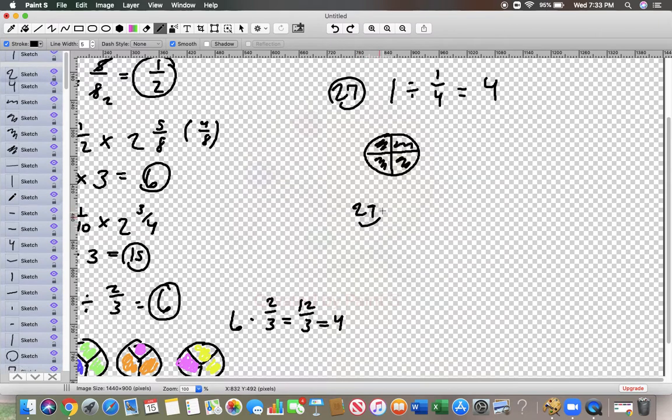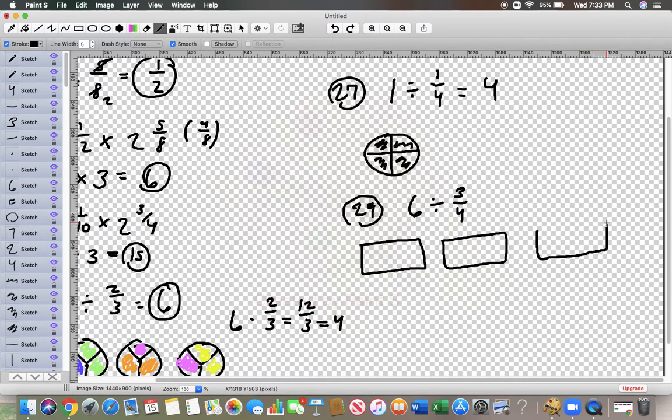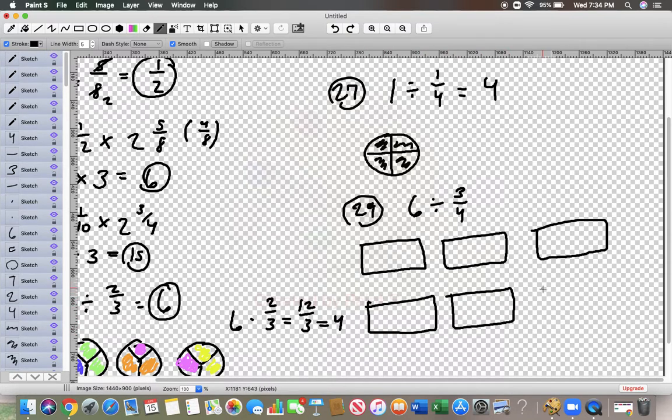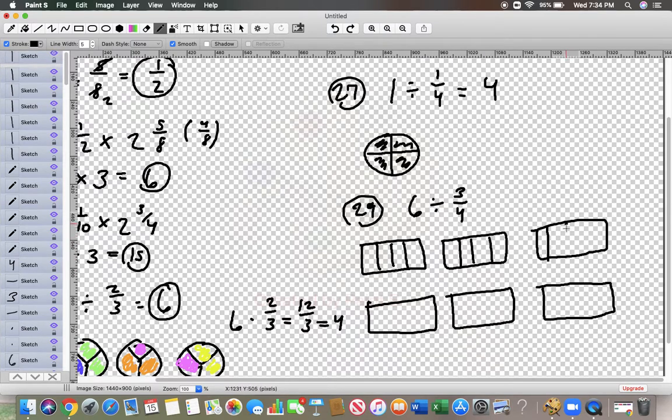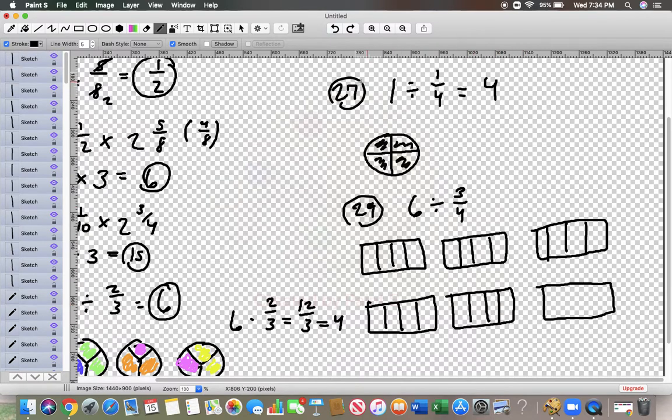Number 29. It's 6 divided by 3/4. So I have 6 wholes. Let's do rectangles this time. I've got 6 whole rectangles. And I want to count and see how many sets of 3/4 can I get out of 6. So I need to divide these up into fourths in order to count out 3/4. Oops, one too many there. Oh, no, that was correct. I know they're not all even, that's okay.